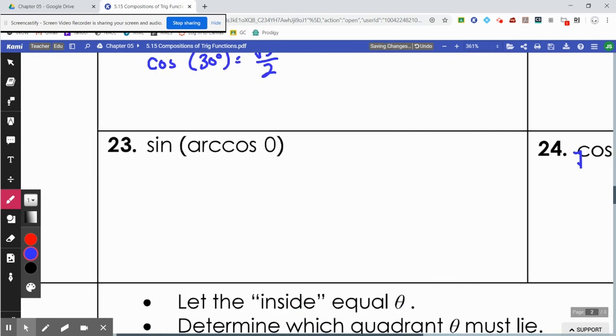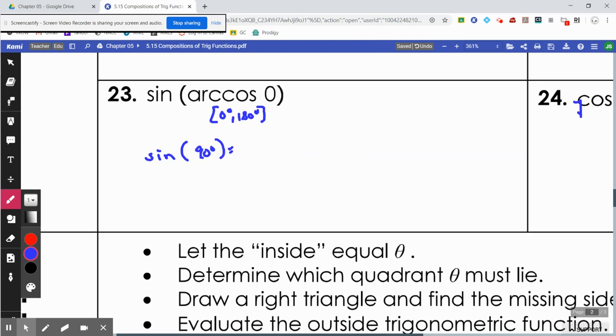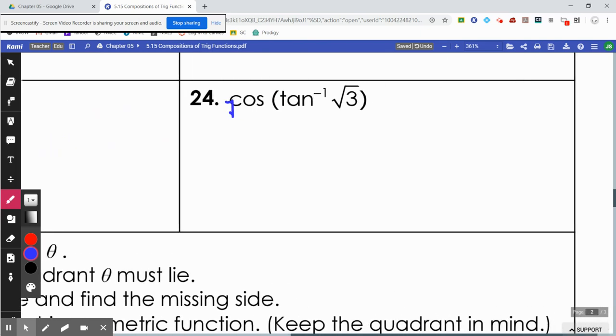Number 23, the sine of the inverse cosine of 0. So the cosine of what angle is 0? Now this needs to be between 0 and 180 degrees. And that would be a 90-degree angle. The cosine of a 90-degree angle would be 0. So what is the sine of 90? 1.